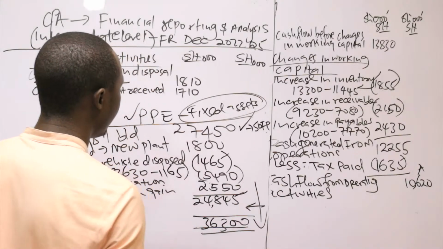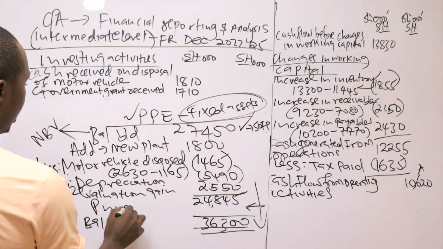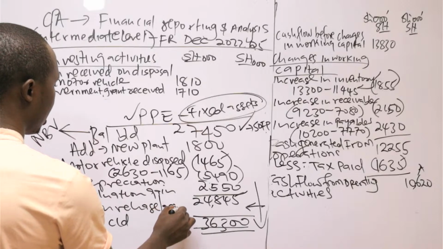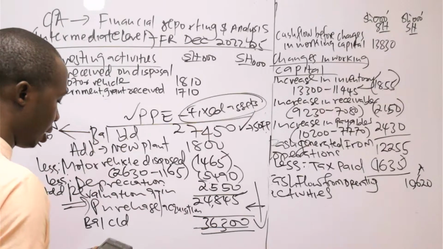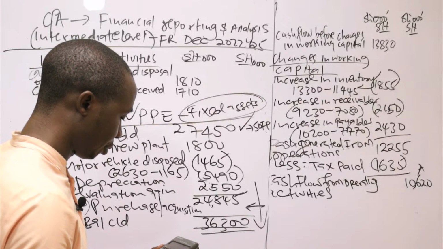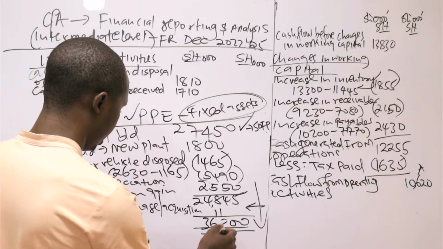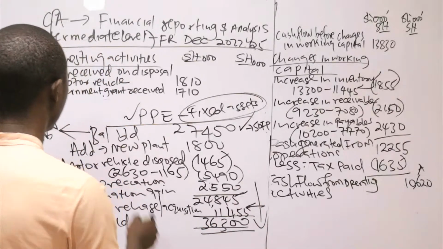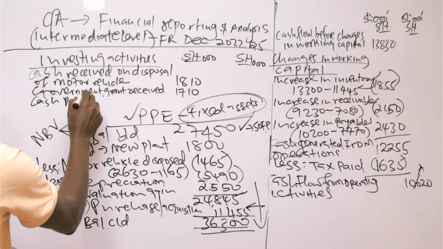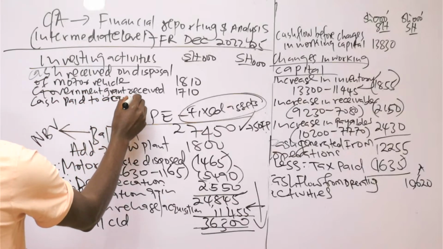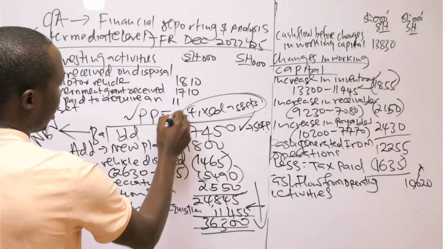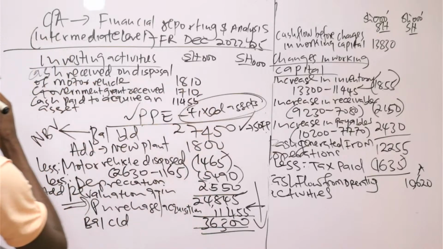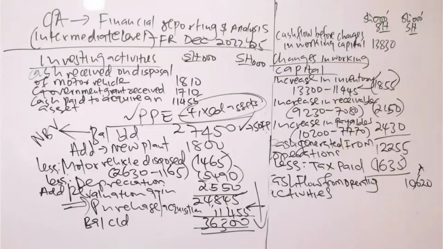So why did the value reduce? Because they did a purchase, or we say acquisition. There's money they paid to acquire another property. So they paid how much? They paid 11,455. So cash paid to acquire an asset is 11,455.